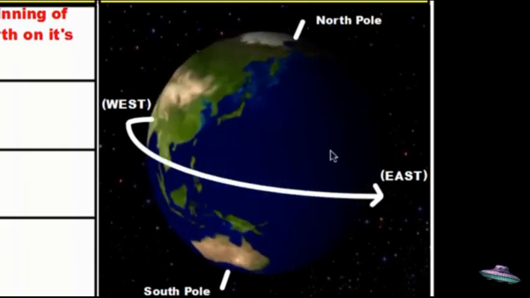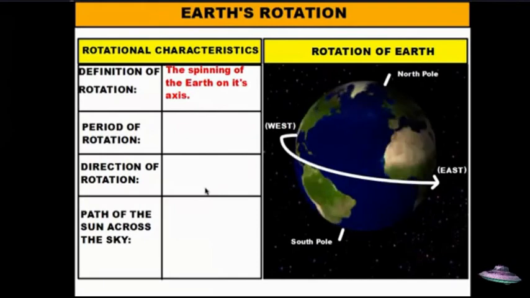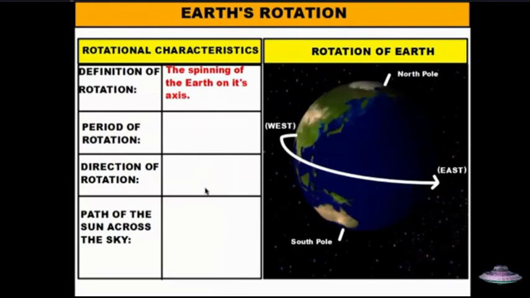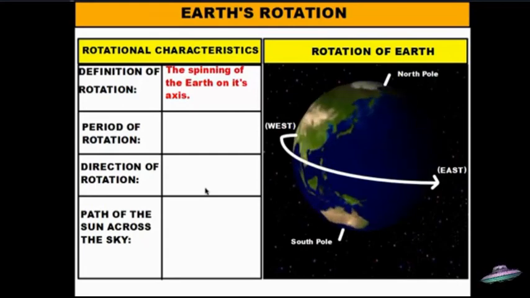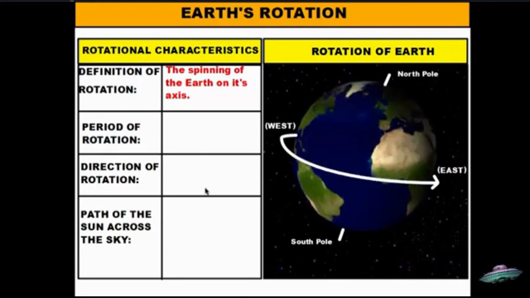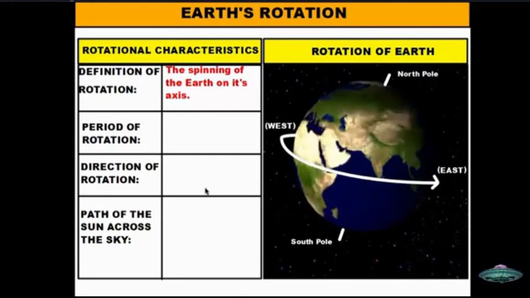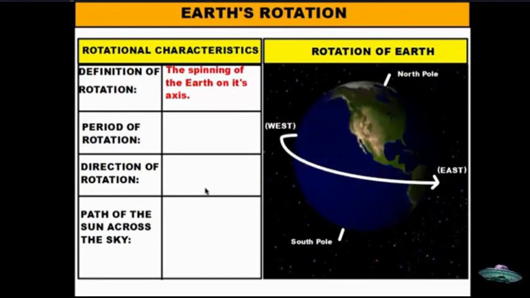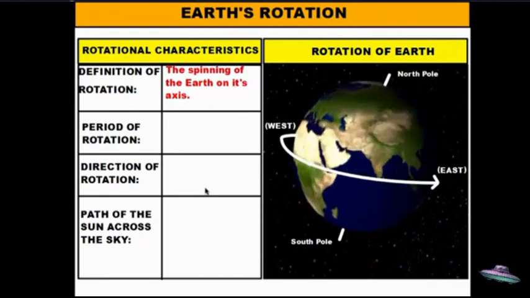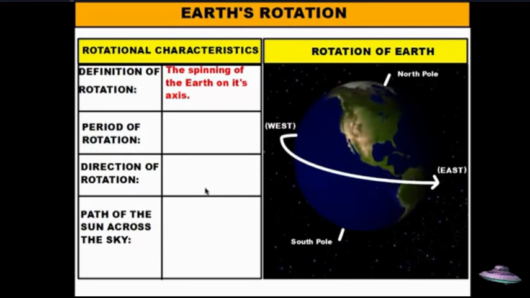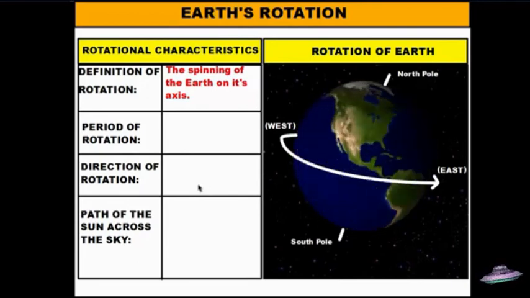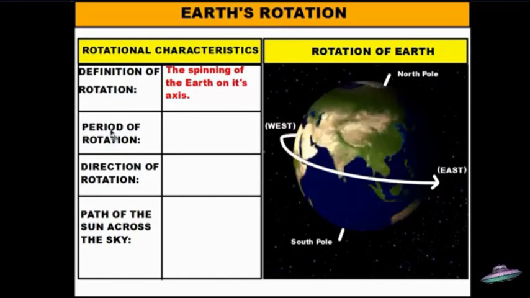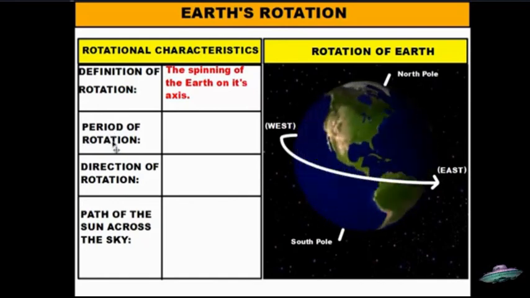Now, it takes a certain amount of time for the Earth to complete one spin, and that's called the period of rotation. If you have trouble remembering that, think about your class periods. Your class periods are chunks of time designated for certain subjects. So period 1 is a 40-minute block of time for one subject, and then period 2 is another designated block of time for another subject. Well, your period of rotation is a block of time for the Earth to spin once.